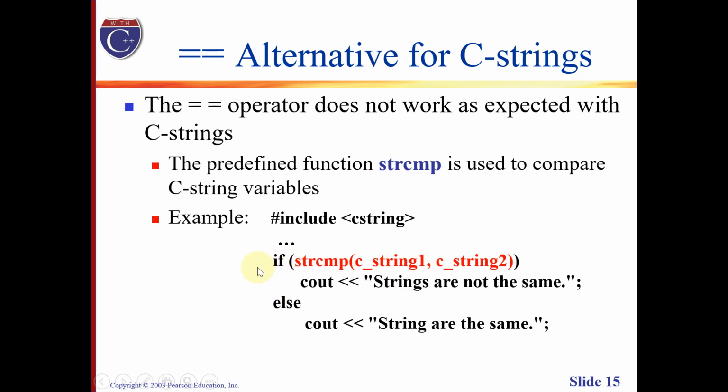As you can see here, we would like to compare two C-string variables. And in this case, if they are not of equal content, the following will execute. Otherwise, the following will be displayed as output.